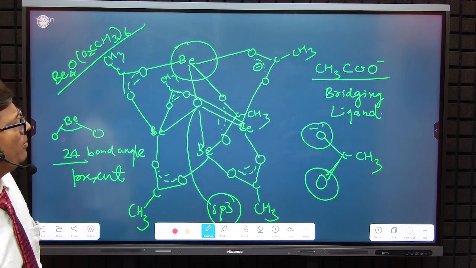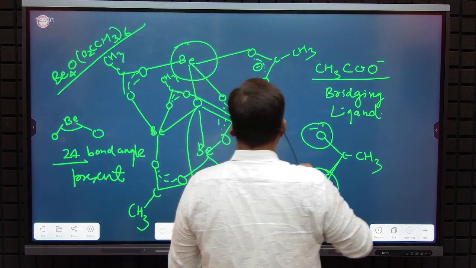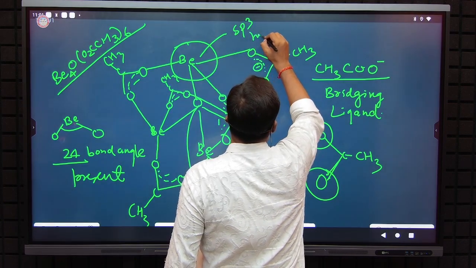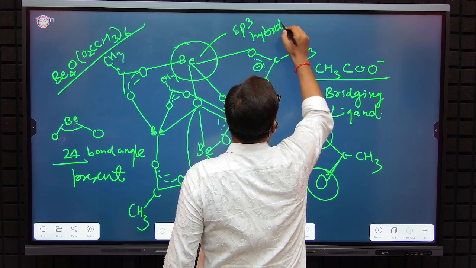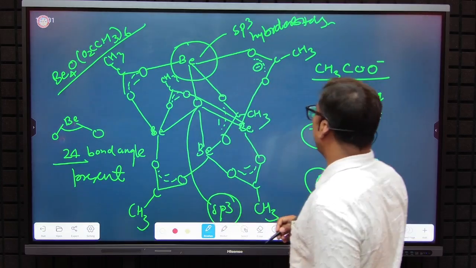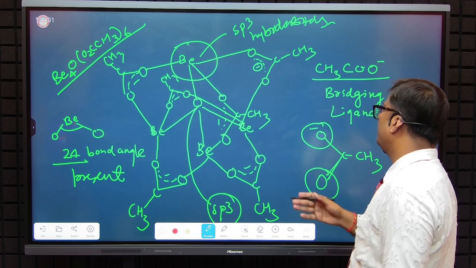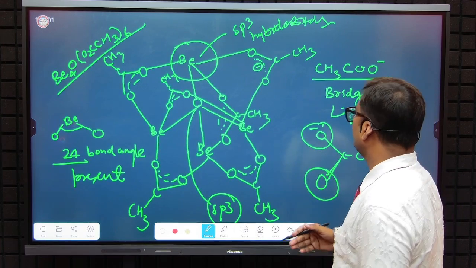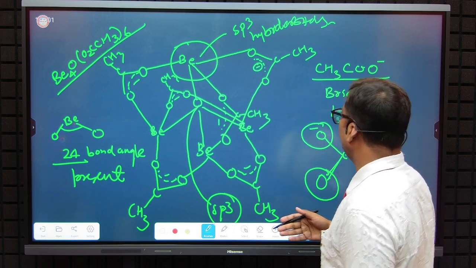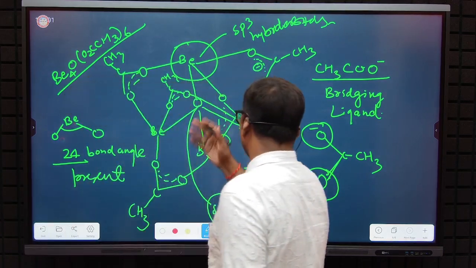So overall, four bonds each beryllium forms. So it has also sp3 hybrid orbitals, right? Because of the formation of the sp3 hybrid orbitals on each, either beryllium or central oxygen, in both cases they prefer tetrahedral geometry around that particular center, right?